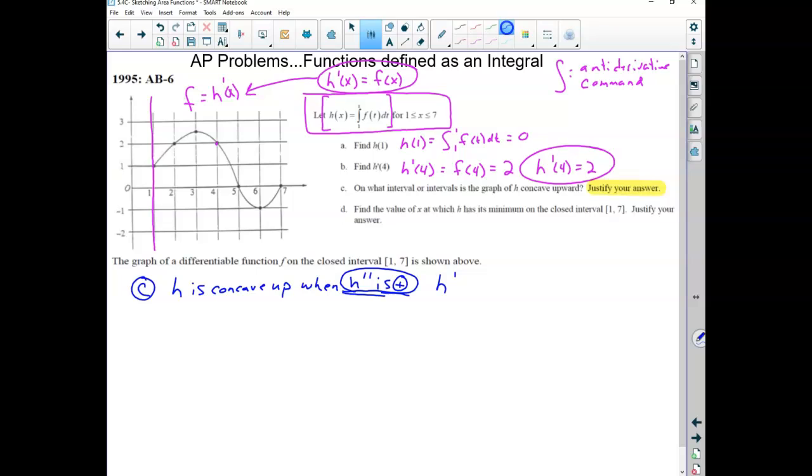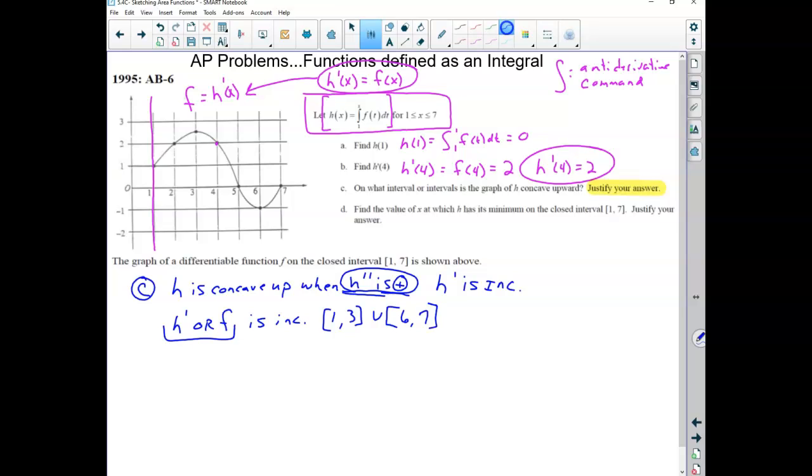Well, if h double prime is positive, what does that mean? What's happening with h prime then? That means h prime is increasing, doesn't it? Because if I have a function that is increasing, its derivative is going to be positive. Oh, okay. So h prime is increasing. And h prime, or f, because they're one and the same up there, is increasing over the interval from what? Well, I'm increasing from 1 to 3, and again from 6 to 7.